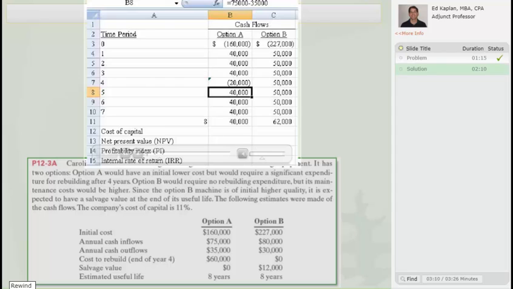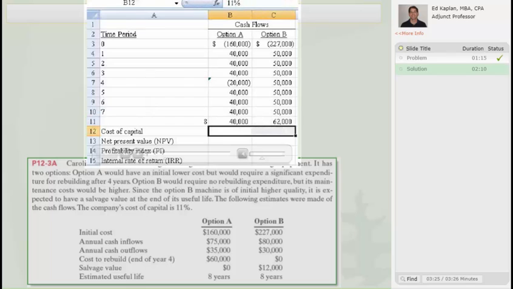With an 8-year life, the cash flows continue, but the only difference we have is that with option B, there's a $12,000 salvage value. So when I hit the F2 key here, it doesn't all appear on the screen, so if you look up here, you can see it. We have the $80,000 cash inflows less the $30,000 outflows, and we add in the $12,000 salvage value that we expect to get for the equipment at the end of the 8-year life.